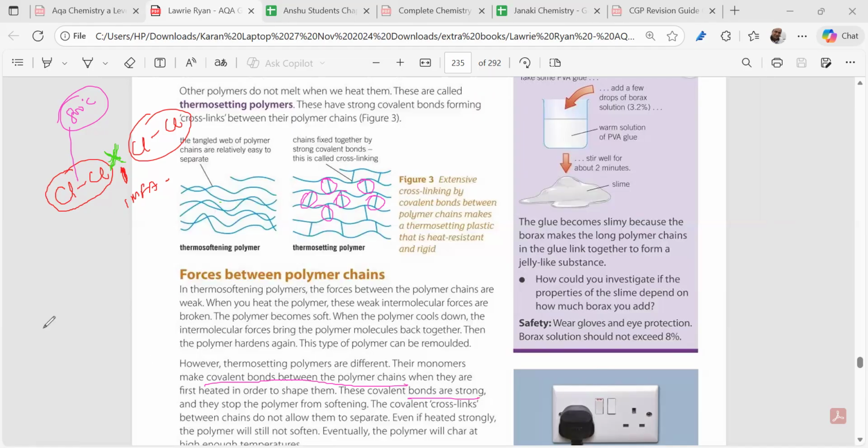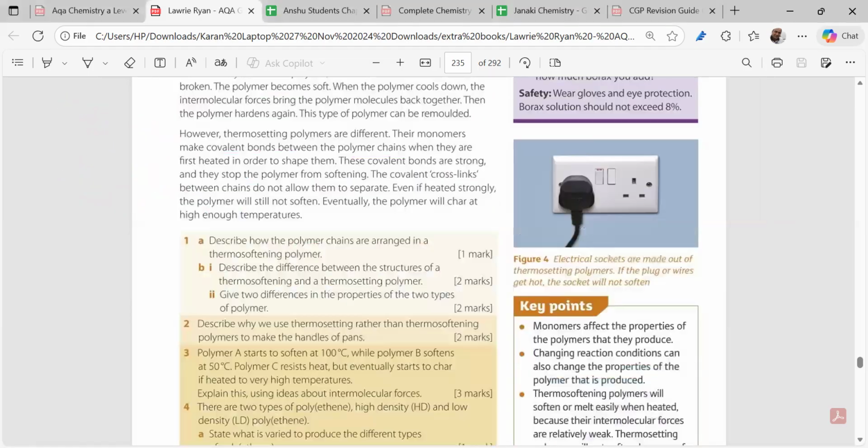Where do we use thermosetting? Thermosetting we are using in the same thing.